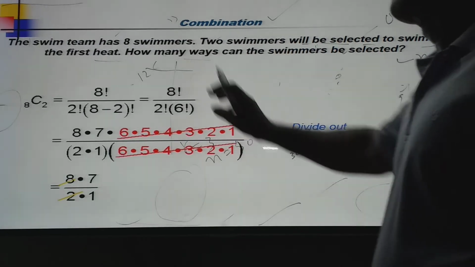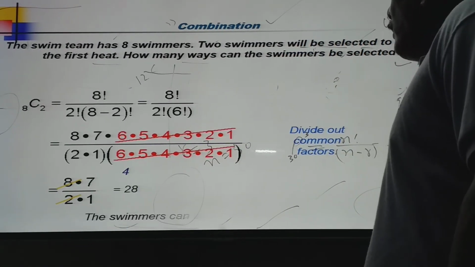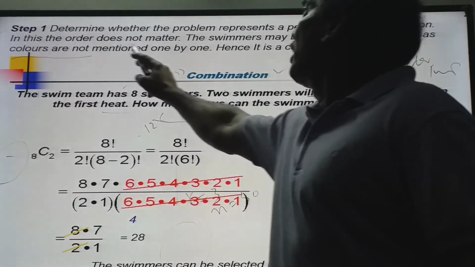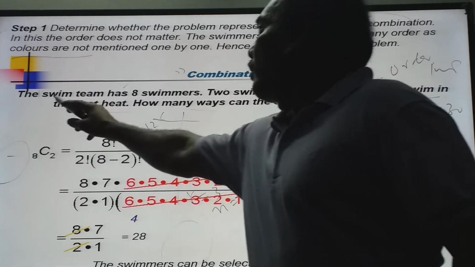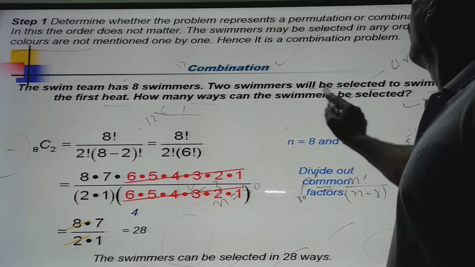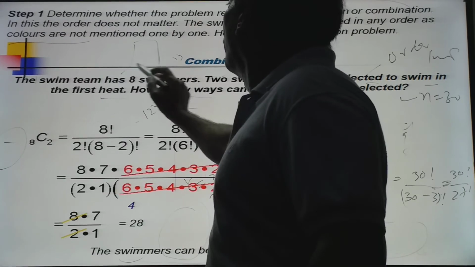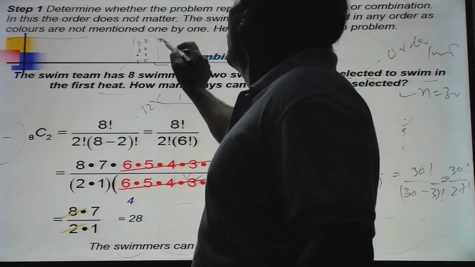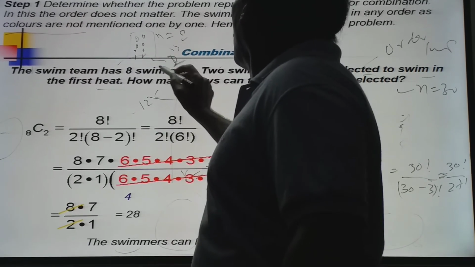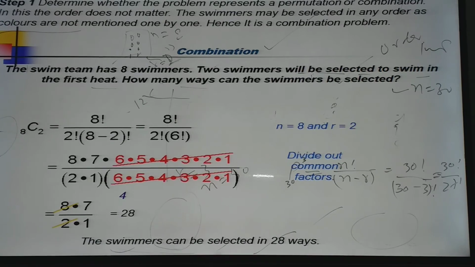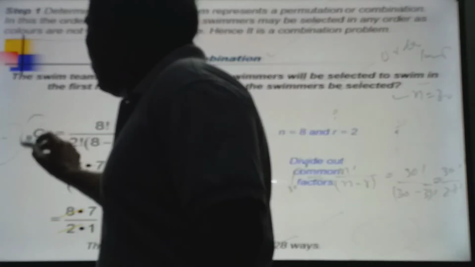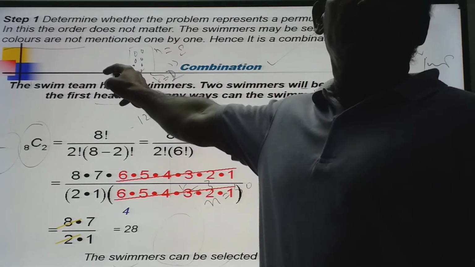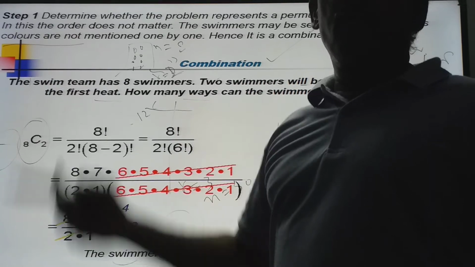In this question, see, first determine whether the problem represents a permutation or a combination. In this, order doesn't matter. What is the problem? The swim team has 8 swimmers and 2 swimmers will be selected. So you have got 8 swimmers and you have to select 2 swimmers. N is equal to 8, R is equal to 2. So it's a combination problem because the order is not important.